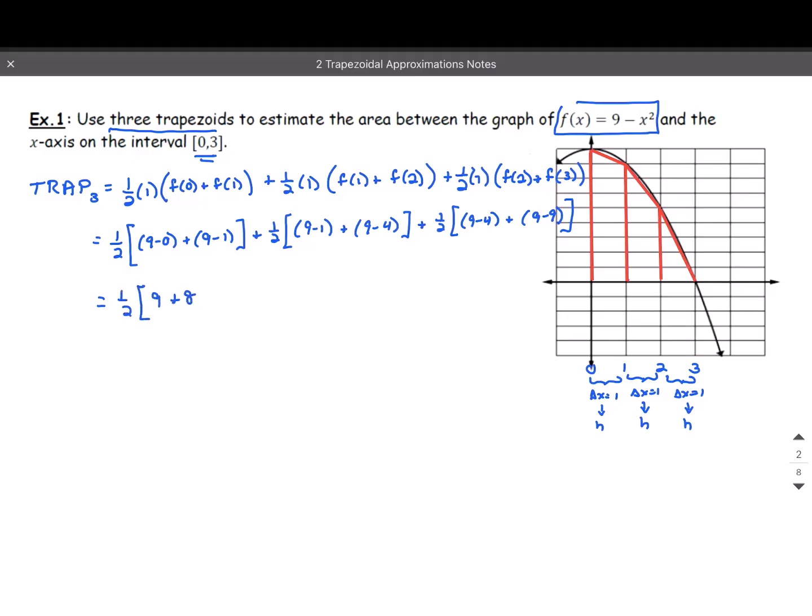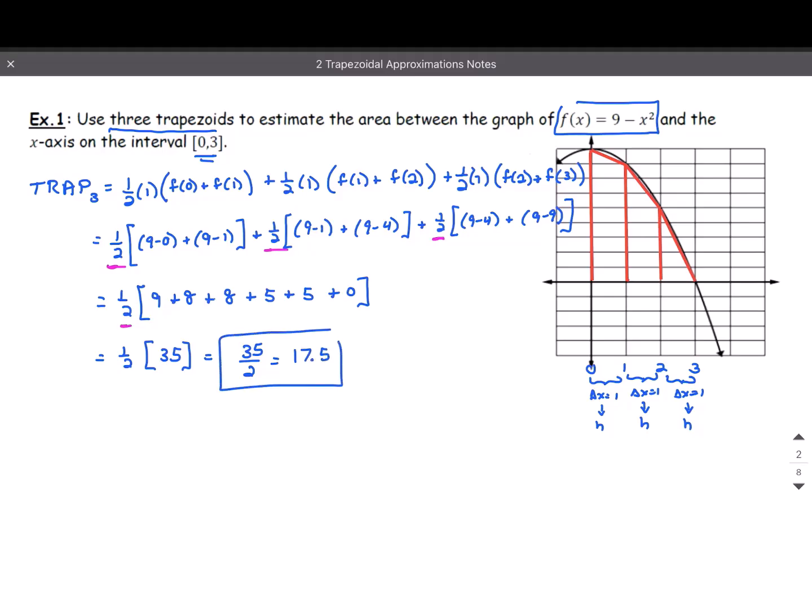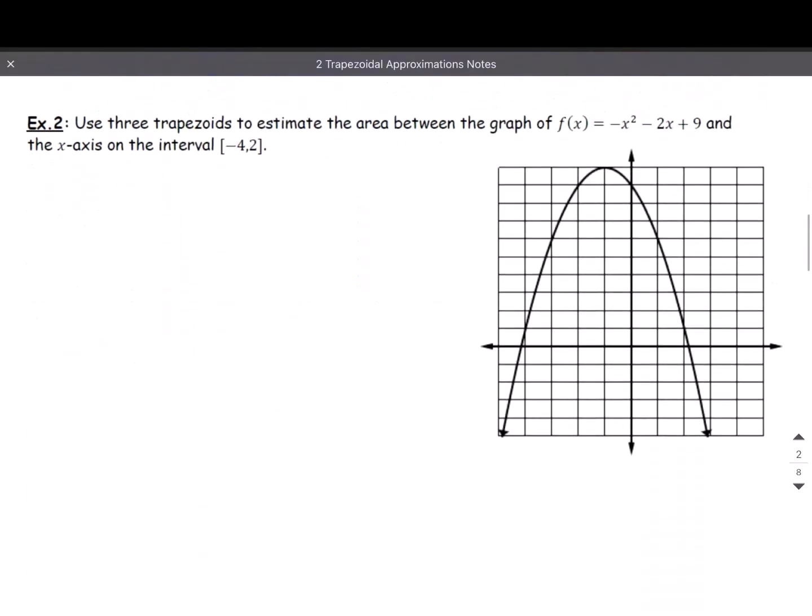I'm going to factor out that 1/2, right? We have a 1/2 here, here, and here. Can I just factor that out? All right, and then I've got 9 minus 0 is 9, plus 9 minus 1 is 8, plus 9 minus 1 is 8, plus 9 minus 4 is 5, plus 9 minus 4 is 5, plus 9 minus 9 is 0. So that gives me 1/2 times 35, which is 35 halves. If you want to divide it, it is 17.5, but the 35 halves is fine. And we're done. Ta-da!